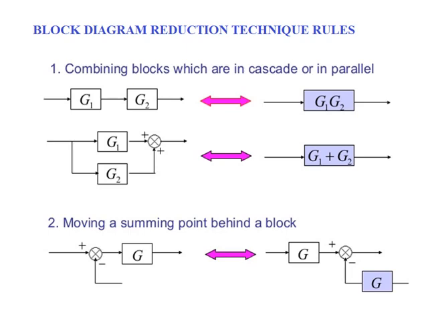Hello students, today we will see block diagram reduction technique rules. So look at this rule number 1. Rule number 1 is combining blocks which are in cascade or in parallel. That is when two blocks are connected in series, the resultant of these two blocks is the multiplication of the blocks.